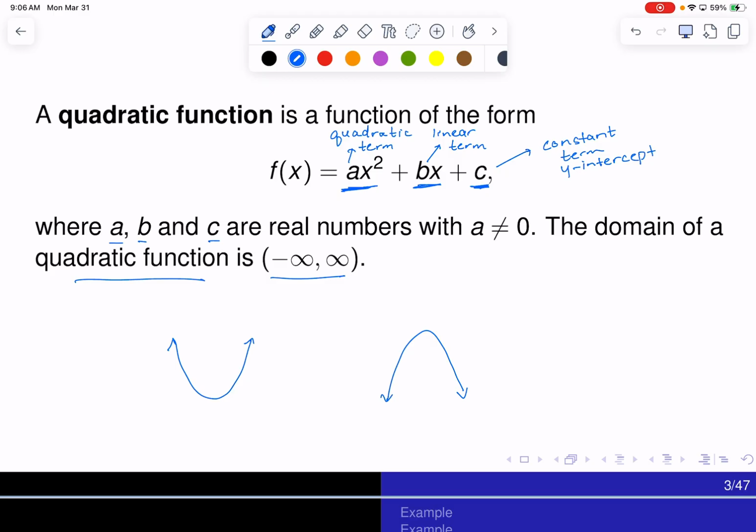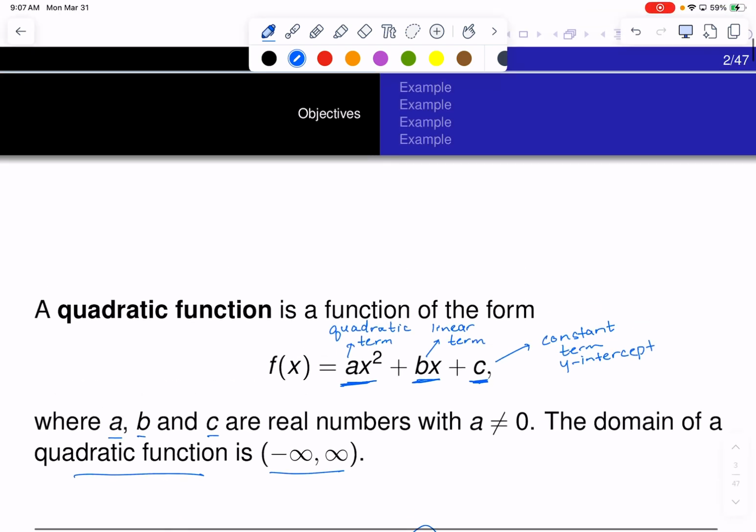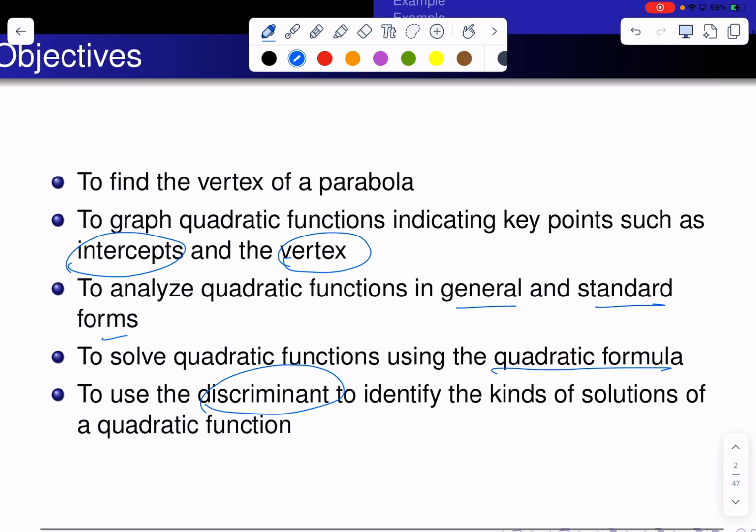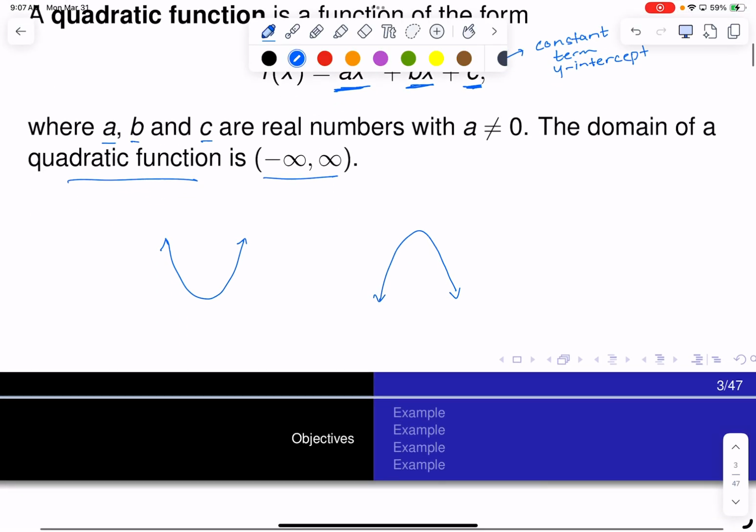Now the range is not going to be all real numbers. What is the range going to be based on? What do we call it? It's going to be based on the vertex. How low that graph goes, which is going to be the lowest y value, which is what Addie said over here. It's going to be based on the y value. It's either going to be the lowest y value, which is going to be based on the vertex, or the highest y value based on the vertex.